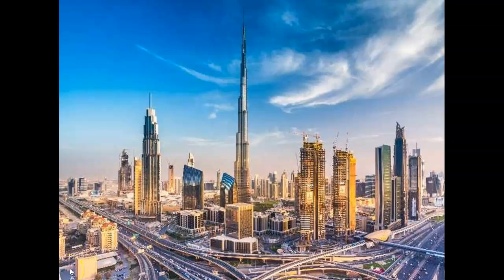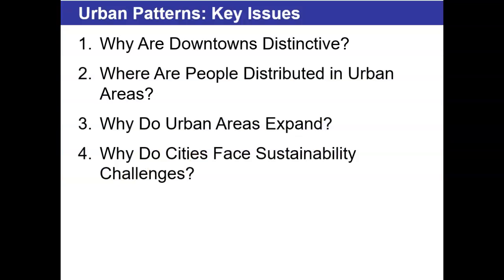Today's lesson will cover Chapter 13 on urban patterns. In this chapter, we will cover 4 key issues. The first is on why downtowns are distinctive, the second on where people are distributed in urban areas, the third on why urban areas expand, and the fourth on why cities face sustainability challenges.